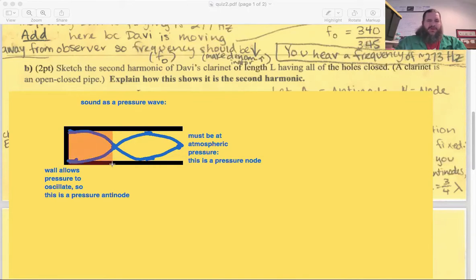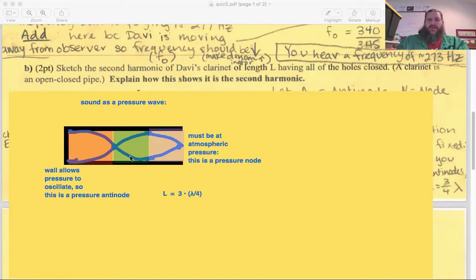So this is one quarter wavelength. And then from node to the next antinode, that's another quarter wavelength. And then from antinode to the next node, that's another quarter wavelength. So it looks like we can split this up as the length of the pipe equaling three quarter wavelengths. So if we write that out as an equation, what's that going to look like? We can say that the length of the pipe, let's say L, equals three quarter wavelengths.